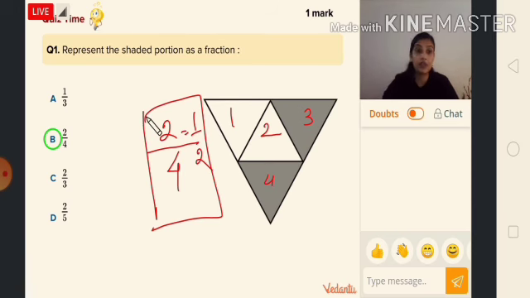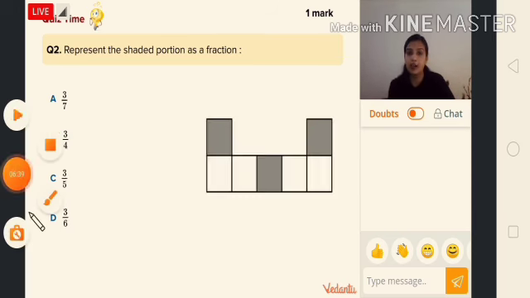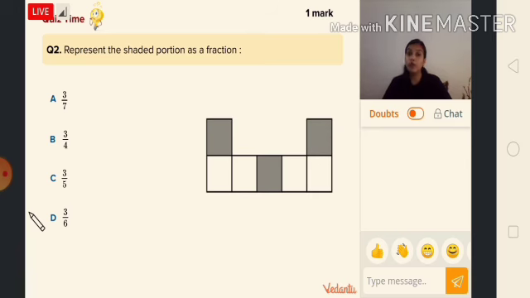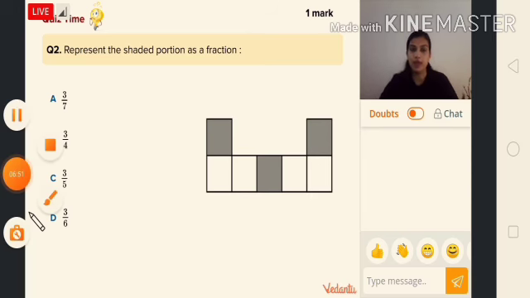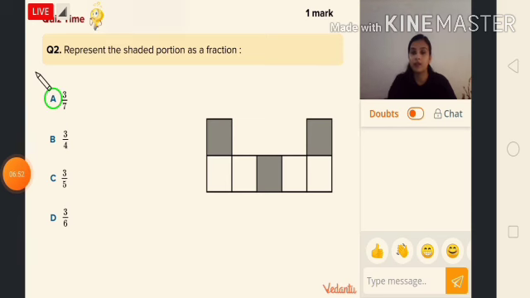Let me quickly give you the next question. Small boxes, rectangular boxes are there, out of which few of them are shaded. You have to represent how many of them are shaded, out of how many, out of total number of boxes. Okay, it is option A, which is 3 by 7. Right? So what have we done here?